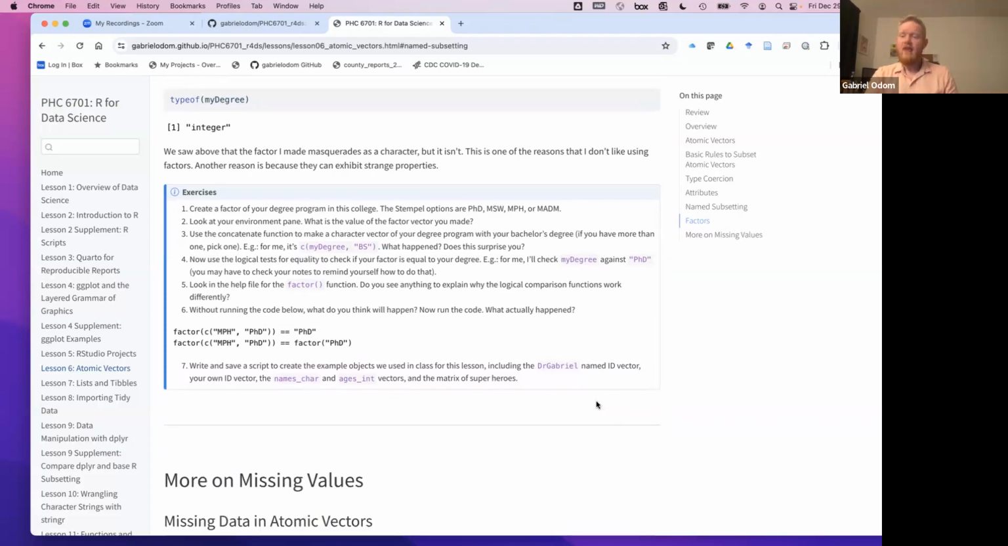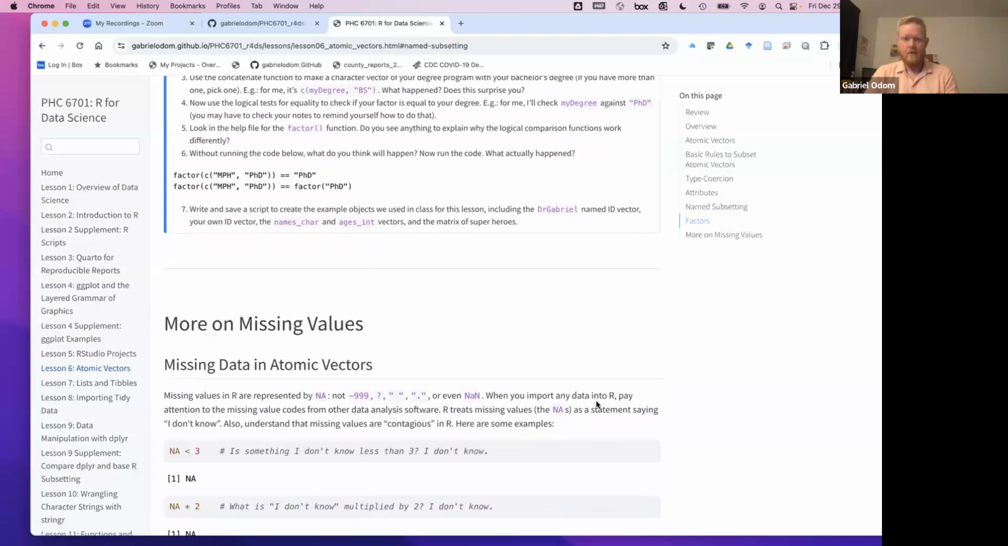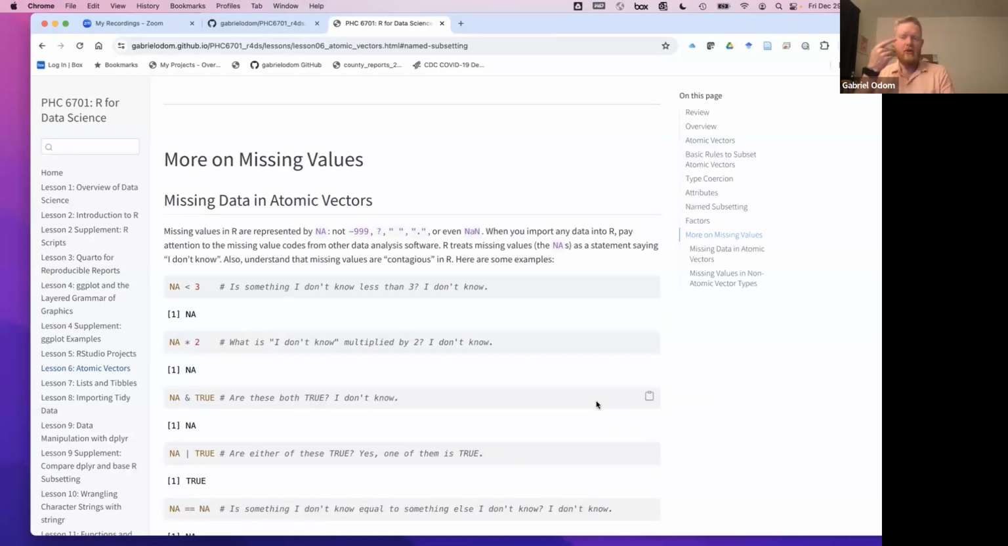So anyway, that's factors. Factors are kind of helpful. They can sometimes be a little bit annoying, but once you get the hang of them, they're very useful. So we introduced earlier this idea of missing values, and that was R's way of saying I don't know. And we asked, is the THD one of the degrees in the list of accepted degrees by the hospital? And it came back NA. That's R saying, I don't know what this THD thing means. So that NA is R's way of saying, I don't know.